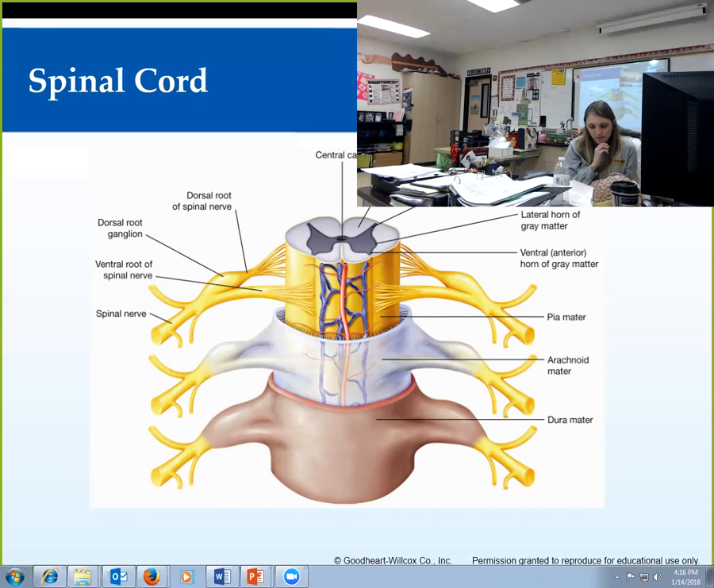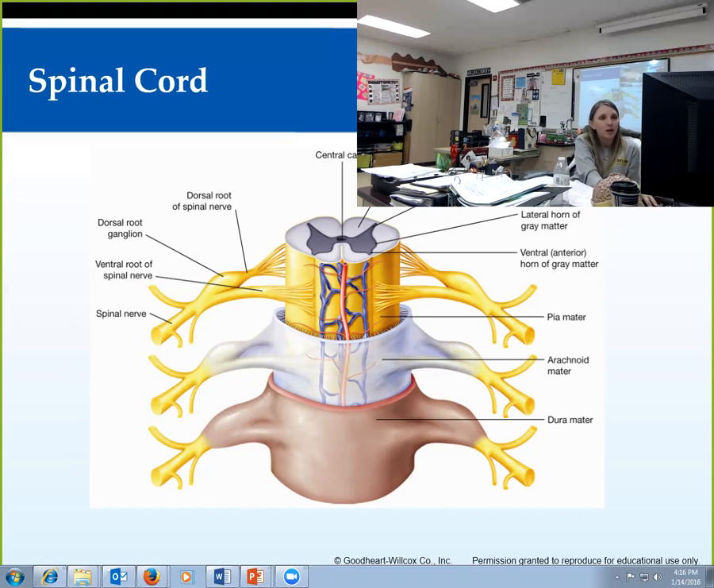Okay, the exterior part of the cord is myelinated white matter. Everybody see the white matter? It's kind of opposite of the brain, of the cerebrum, right? The cerebrum had gray matter on the outside, white matter on the inside. Spinal cord, white matter on the outside, gray matter on the inside. So the white matter is myelinated. Remember, it's got that myelin sheath around it.